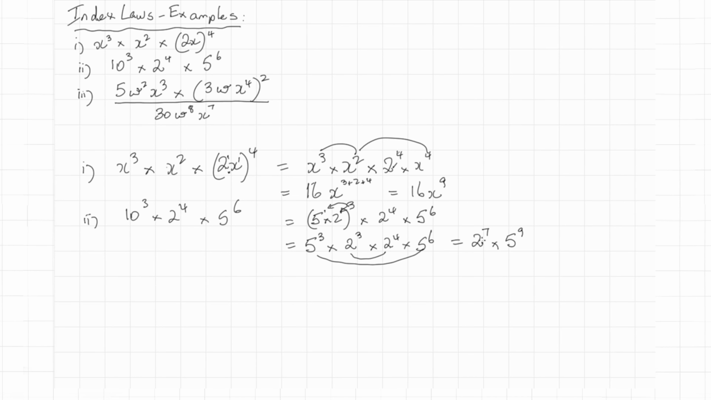We can't combine them. The only way you can combine them, if it was 2 to the power of 9 times 5 to the power of 9, then you can say that's 10 to the power of 9. But because these two aren't the same, well, we just leave it as it is. All right. Number 3. And we'll just write down what we've got here. So we've got a bit of everything going on with this one.